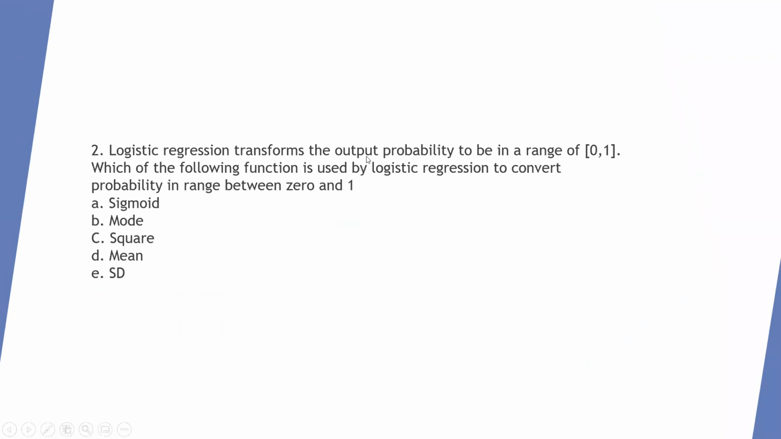Logistic regression transforms the output probability to be in a range of 0 and 1. Which of the following functions is used in logistic regression to convert probability to a range between 0 and 1? Either sigmoid, mode, square, mean, or standard deviation. Yes, it's the sigmoid function of the logistic regression model that we use to transform our outputs to probabilities.